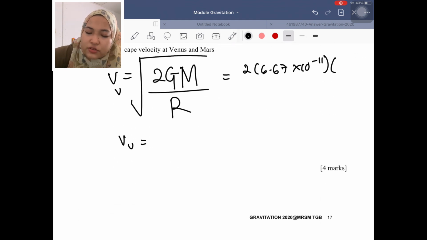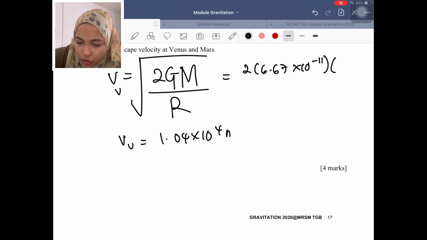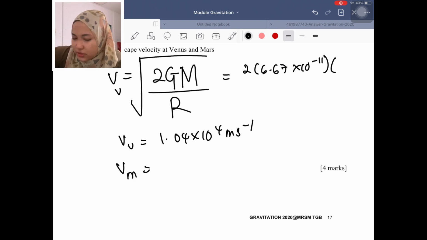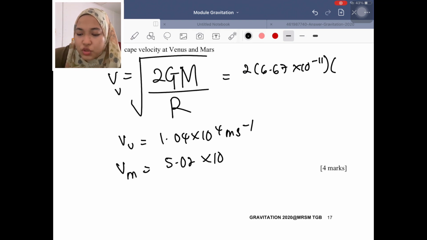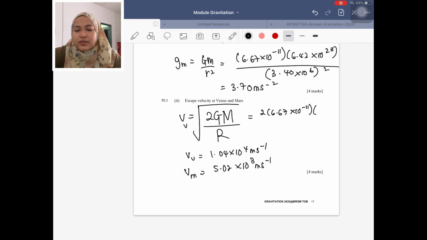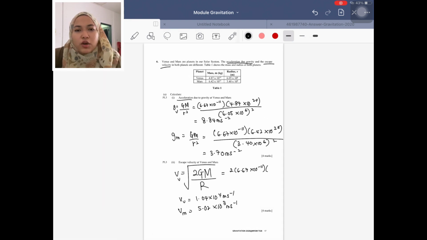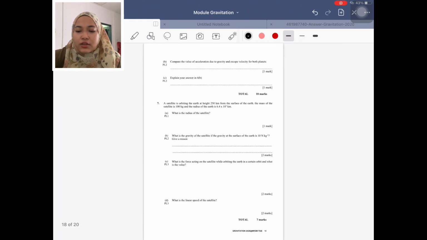So escape velocity for Venus is 1.04 times 10 to the power of 4 meter per second, and escape velocity for Mars is 5.02 times 10 to the power of 3 meter per second. Tak susah pun, just masukkan dalam formula. So ada formula dekat situ, ada jawapan, so you will get full mark.